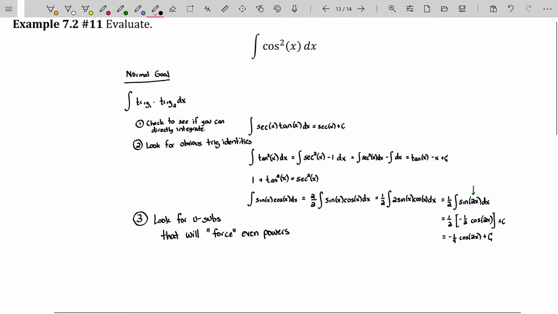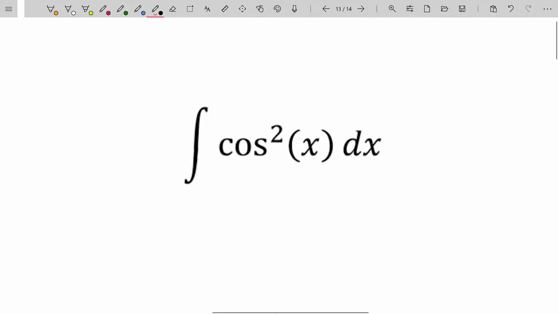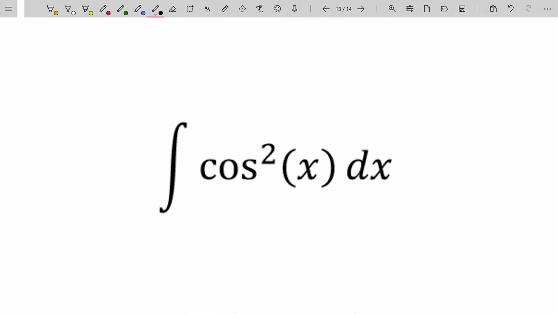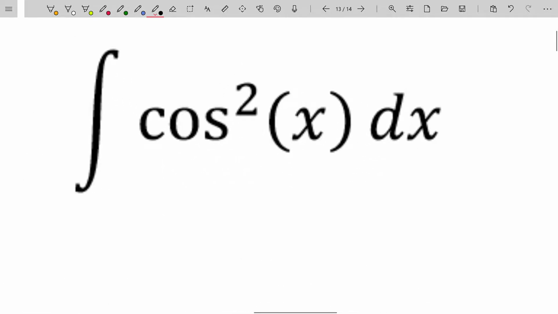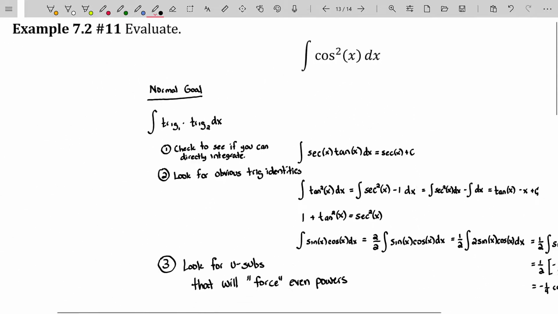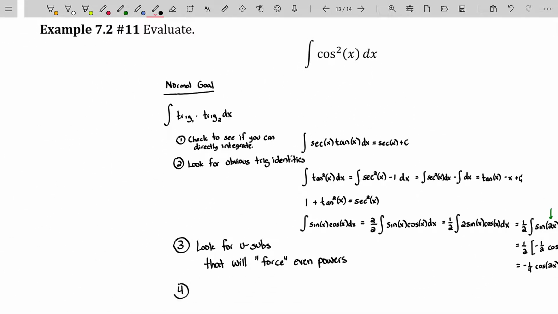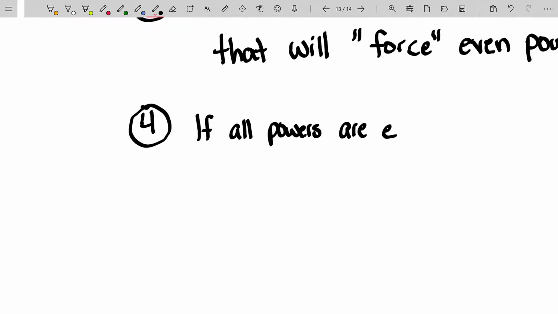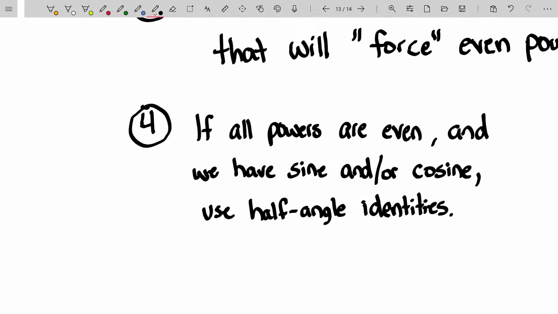If you look at our original question here, which was a while ago that we started this, that's the integral of cosine squared of x dx. It's already an even power, so a u-sub is not going to be useful here. And that gets us to yet another normal goal. If all the powers involved in the integral are even, and by the way, you're only dealing with sines and or cosines, then you have to switch to using half-angle identities to reduce those powers.